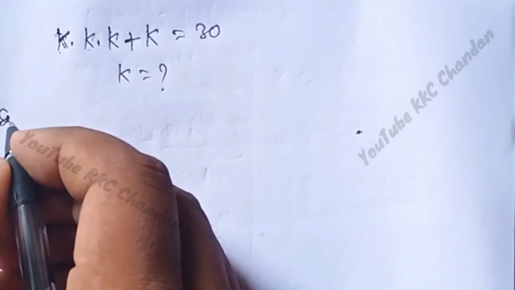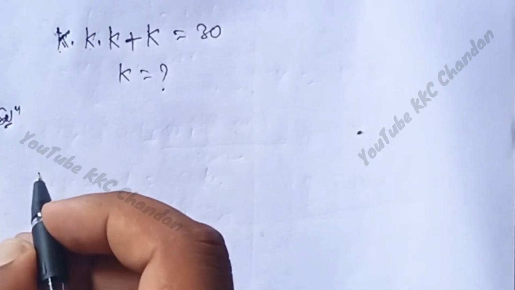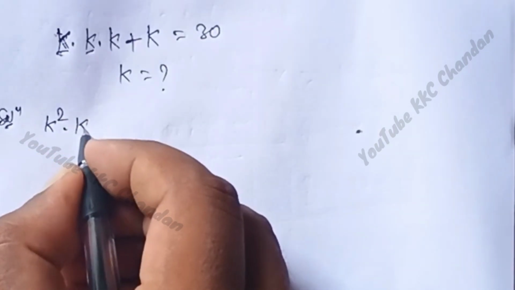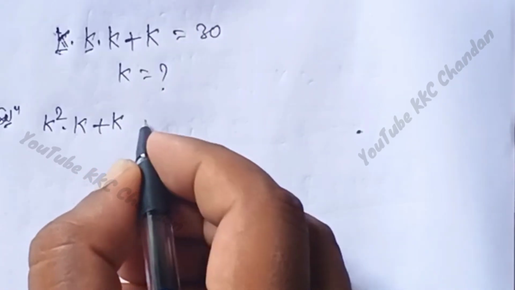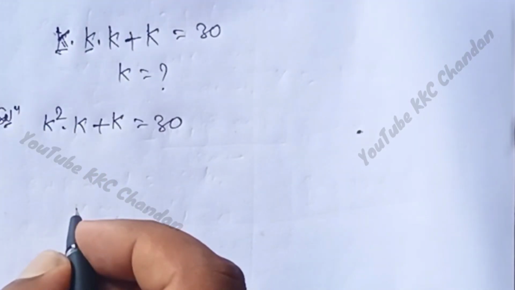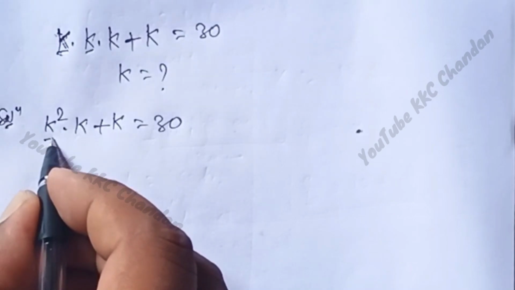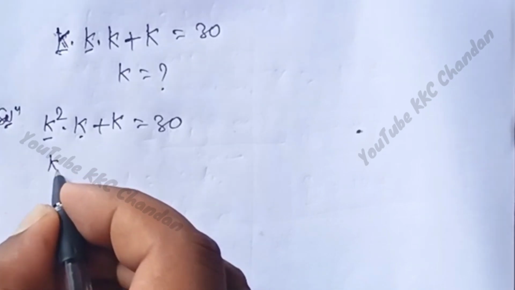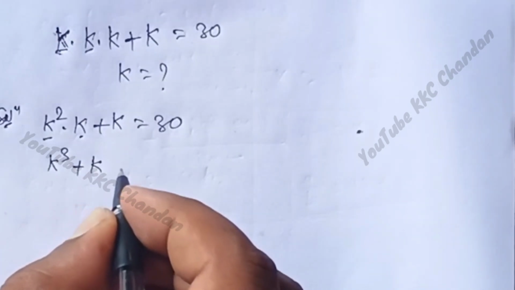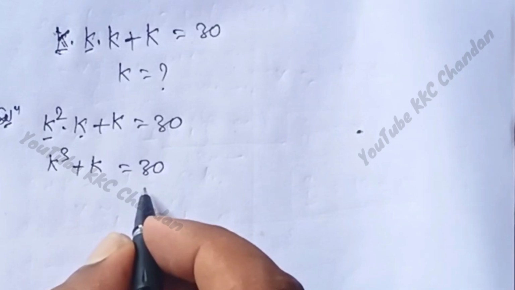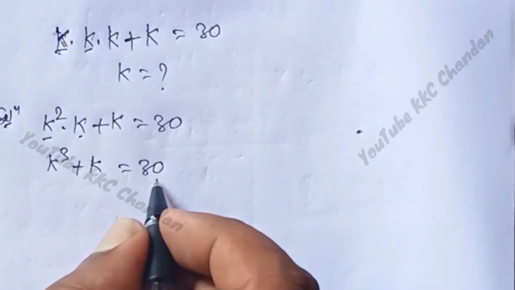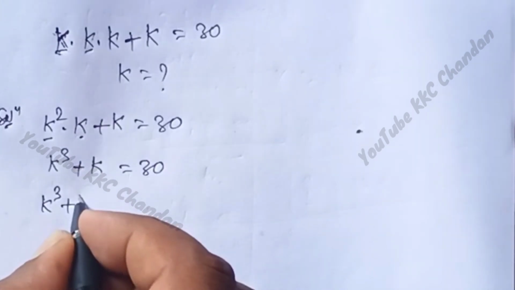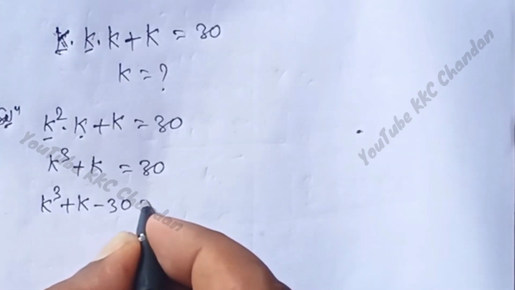First of all, solution. Here k into k means k square, into k plus k is equal to 30. After that, again k square multiplied with k means k cube plus k is equal to 30. See here, 30 is positive on this side, so it comes to this side negative. So k cube plus k minus 30 is equal to 0.